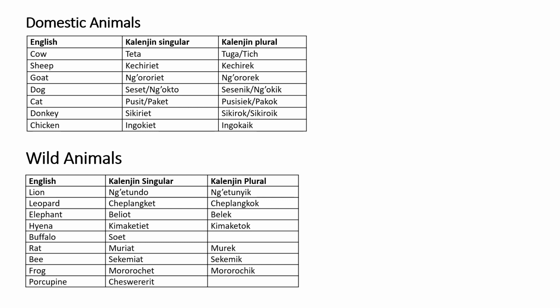Buffalo, soet. And then rat, muriat. If there are many, murek. Bee, segemiat. If there are many, segemic. Frog, mororojet. If there are many, mororogic. And then porcupine, cheswererit. So those are just the few wild animals that I've listed down.